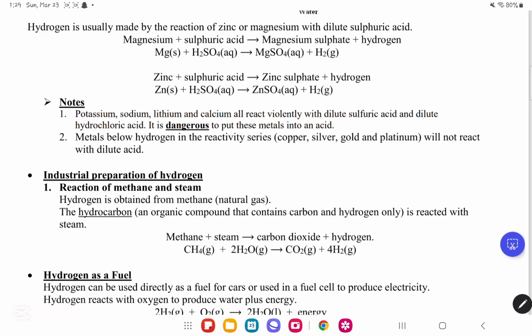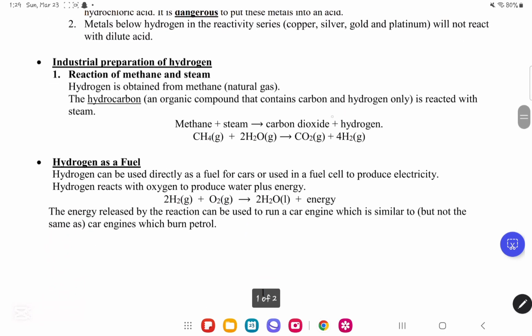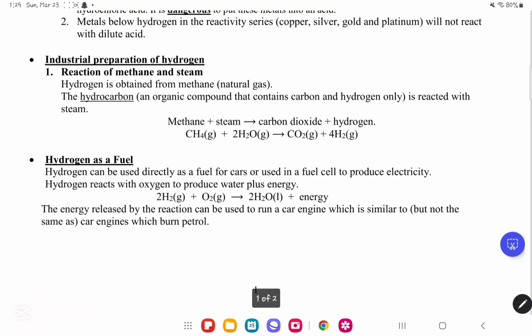Alright, so now we will move on to the industrial preparation of hydrogen. Reaction of methane and steam. Hydrogen is obtained from methane, which is a natural gas. Based on topic 5, methane, what is its group? This is just a random quiz. I'll give you guys about 10 seconds to answer and then I'll give you the answer.